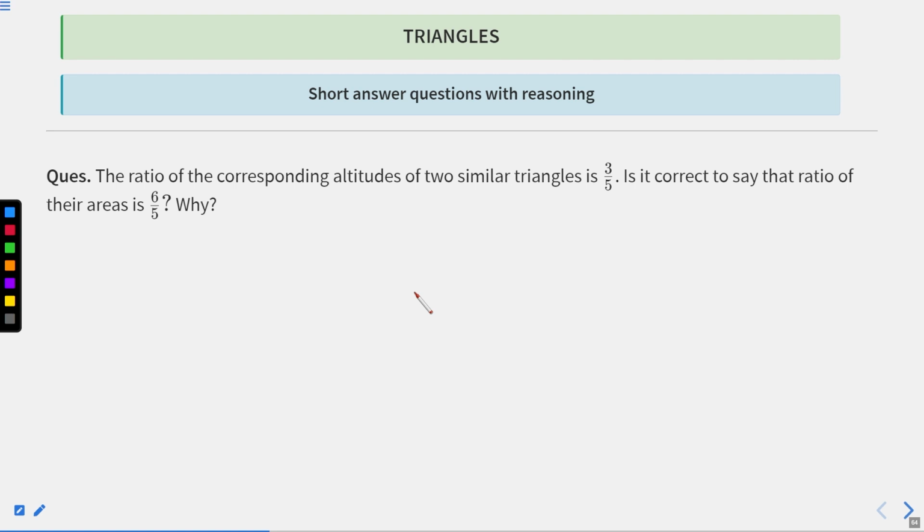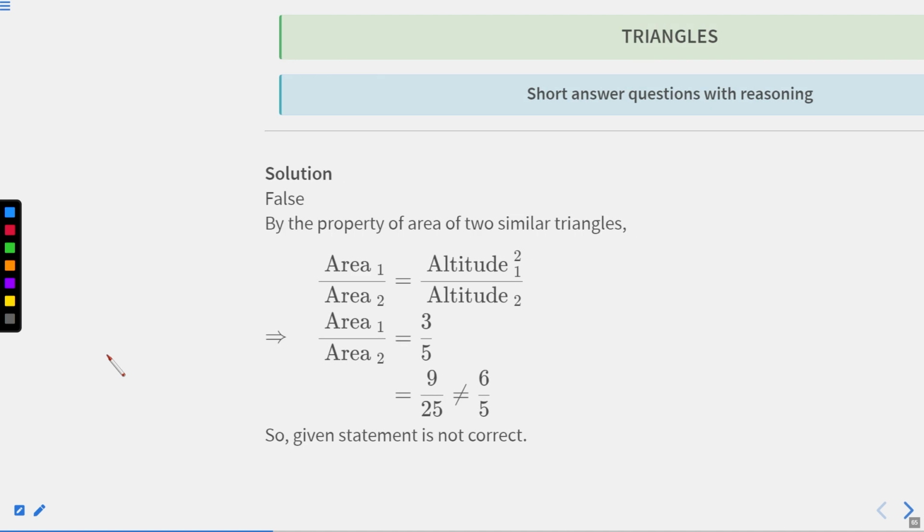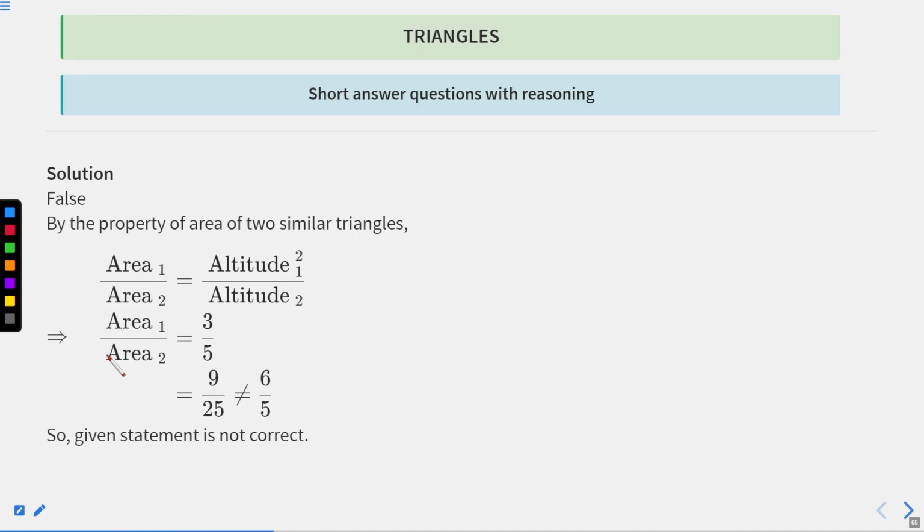Now let us move to the next question. Here it says the ratio of the corresponding altitudes of two similar triangles is 3/5. Is it correct to say that the ratio of their areas is 6/5? Okay, so this is false. By the property of the areas of two similar triangles, area 1 by area 2 is equal to altitude 1 square by altitude 2 square. Here area 1 by area 2 is equal to (3/5) squared, which is 9 by 25, and that does not equal 6/5. So the given statement is not correct.